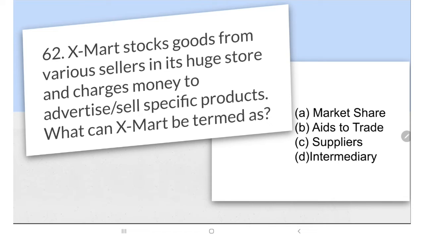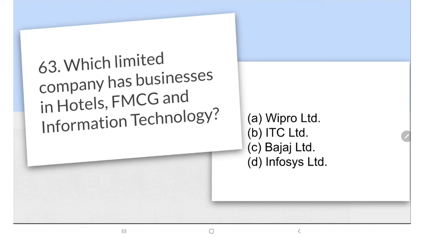Question number 62. X-Mart stocks goods from various sellers in its huge store and charges money to advertise or sell specific products. What can X-Mart be termed as? So we can see that X-Mart acts as a kind of supermarket or store. We know they are intermediaries. And it is in the options. Option D is the correct answer. Next question.